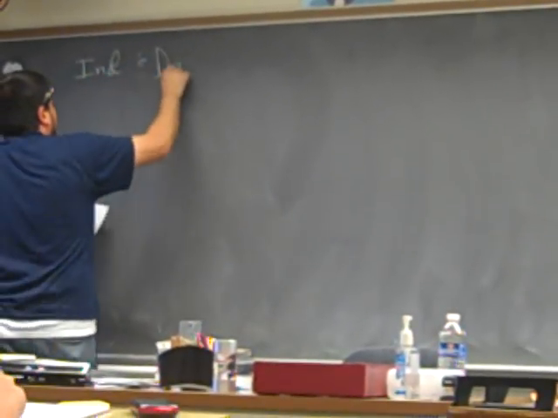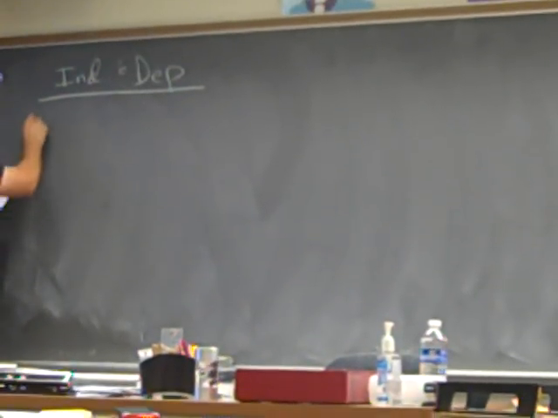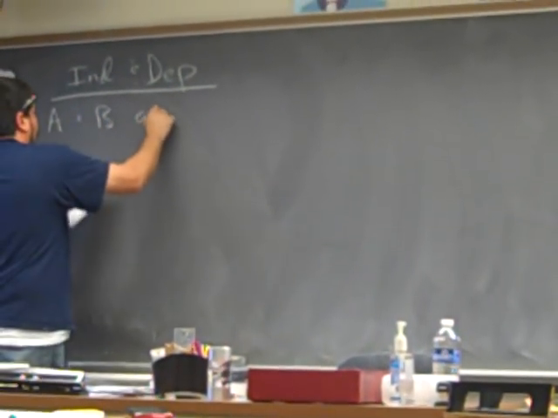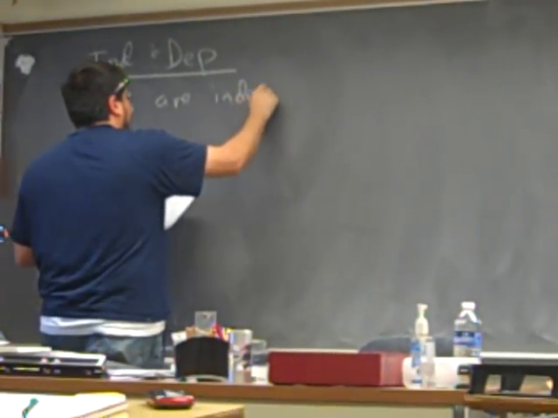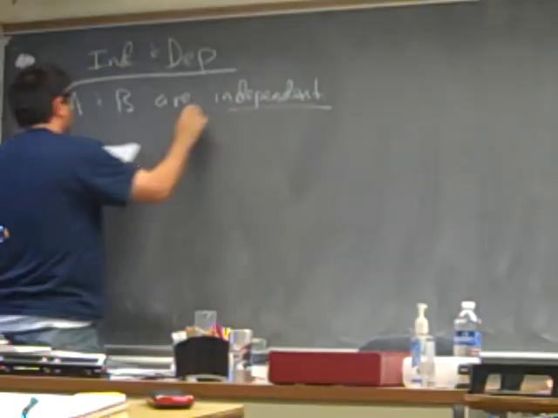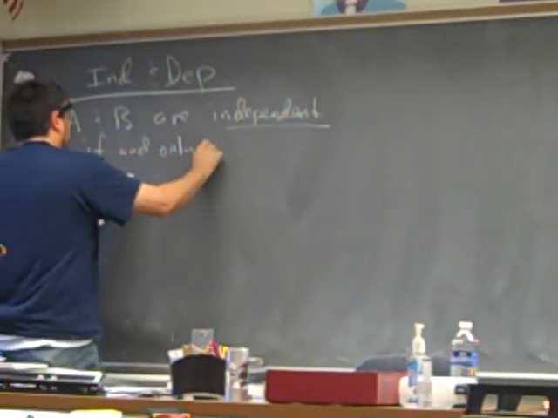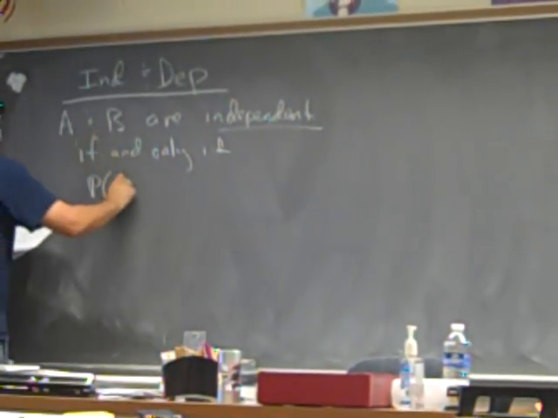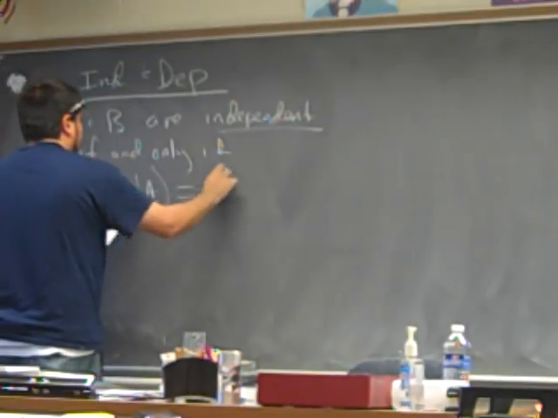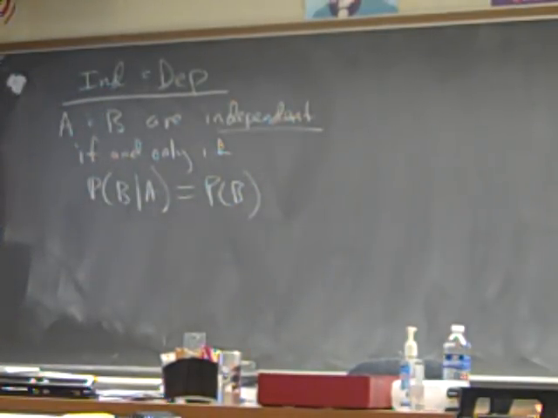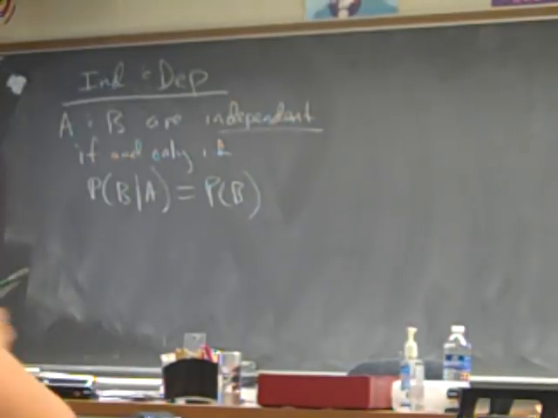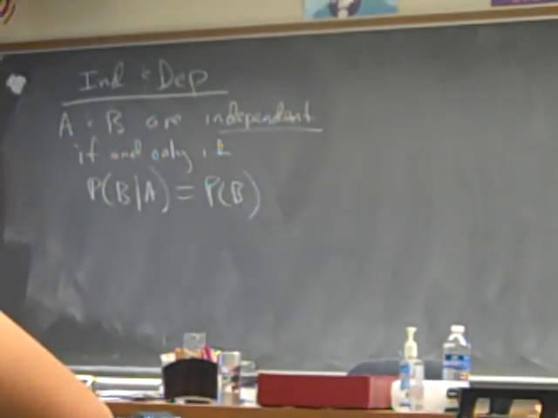Independent and dependent. A and B are independent if and only if the probability of B given A is simply the probability of B. This should make sense, because if 2 events are independent, the occurrence of one event should not affect the outcome of the other.